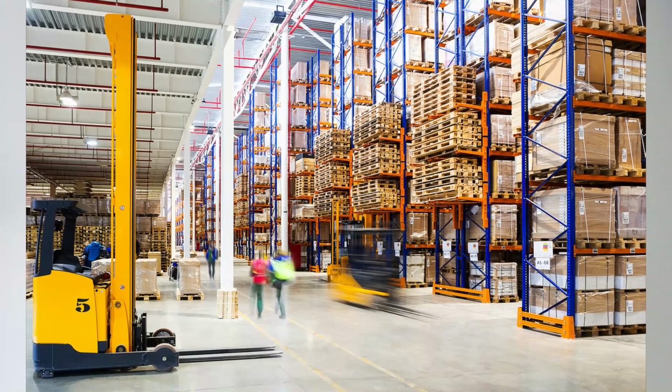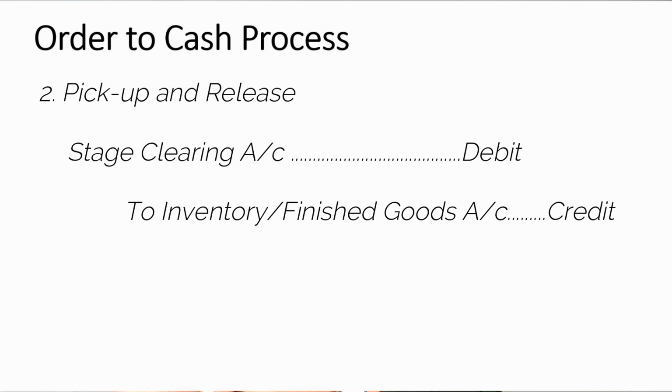Now comes the second step in warehouse management, called pickup and release. In pickup and release, we pick up the goods from the warehouse and keep these goods in the staging area. Now what is a staging area? In big warehouses, there is one dedicated staging area where goods are kept ready so that the delivery team or logistics team can come, pick up the goods and deliver them to the customer. So that's my staging area. For this, the journal entry will be staging clearing account debit to inventory or finished goods account credit, right? So this will be the journal entry for pickup and release, my second step.